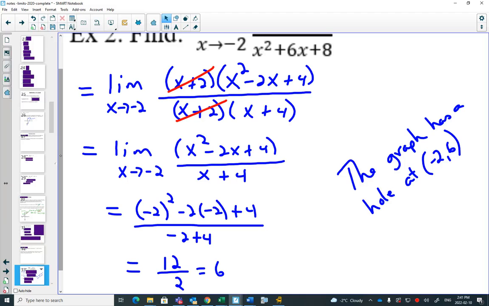Okay, so I'll let you try the next ones. Again, your goal is to play around with the algebra. You want to cancel out what's causing you to divide by 0.